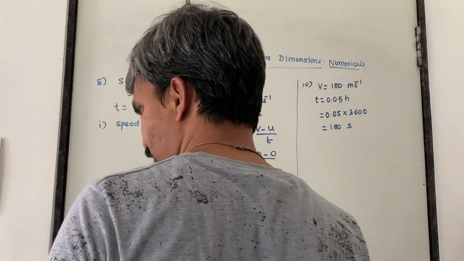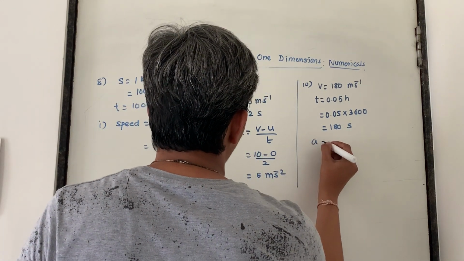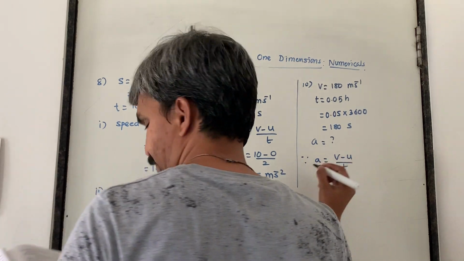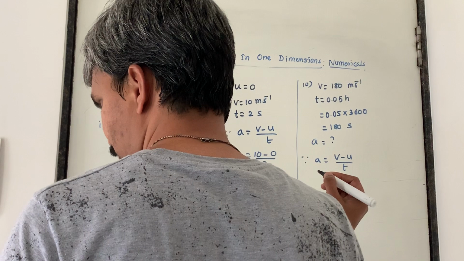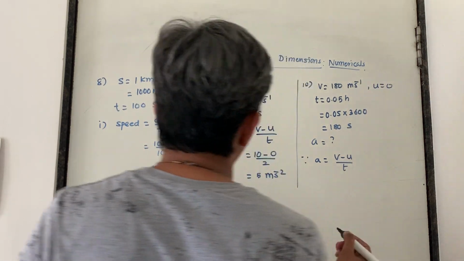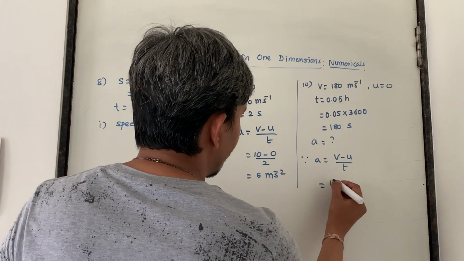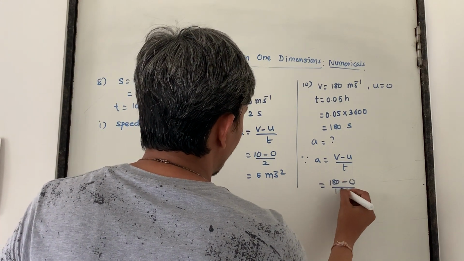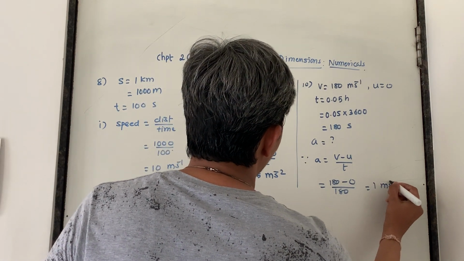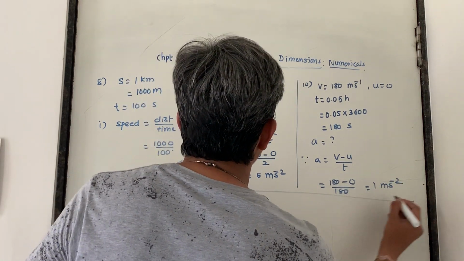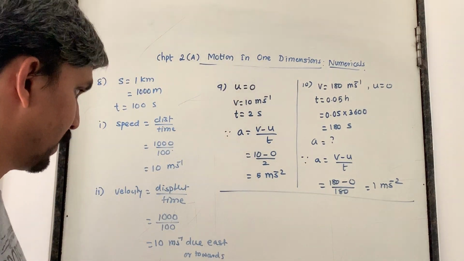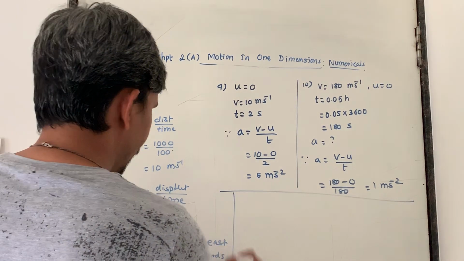What they want here is the acceleration, a they want, so we can write a is equal to v minus u upon t. Right here the body starting from rest, so initial velocity is 0 रहेगा, right? So this is 180 minus 0 upon 180, that comes out to be 1 meter per second square, right? This is about the 10th one. Now check the 11th sum, right?